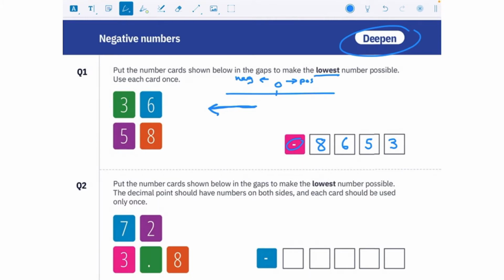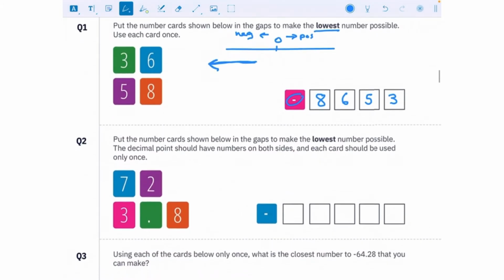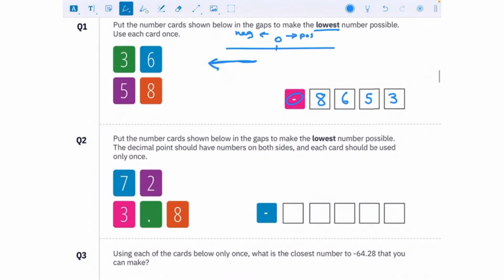For question number 2, put the number cards shown below in the gaps to make the lowest number possible. So same, we're going to go as much into the negative as we can. The decimal point should have numbers on both sides, and each card should be used only once. So we want to make this part as big as possible, so that when we make it negative, it goes as much into the negative as possible. Now to do that, I want the decimal point as far over to the right as possible. So I want as much of the number to the left of the decimal point as I can.